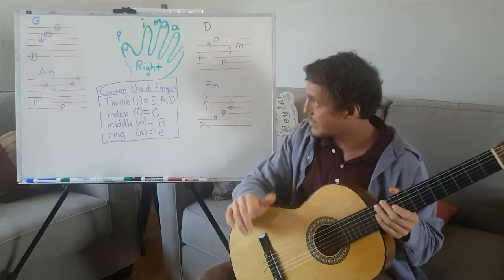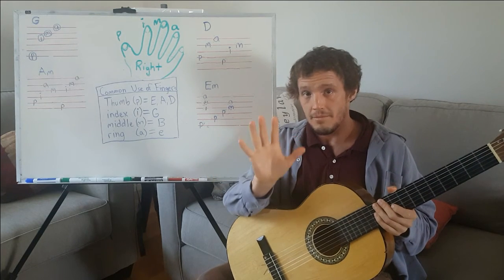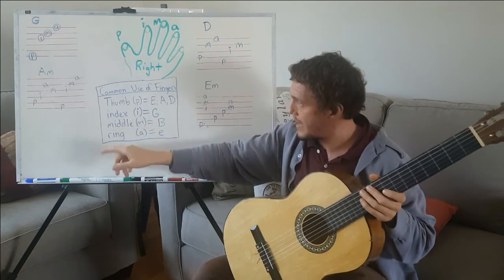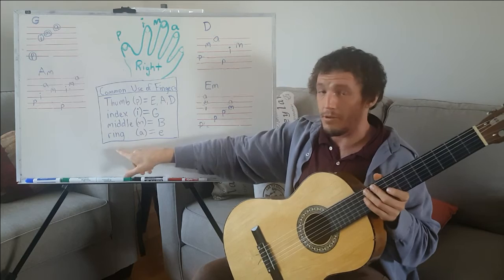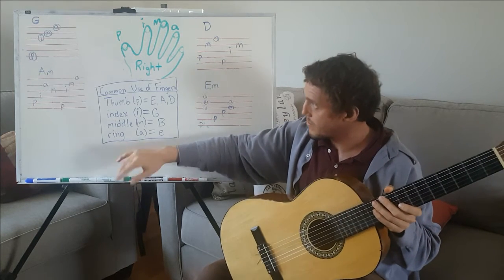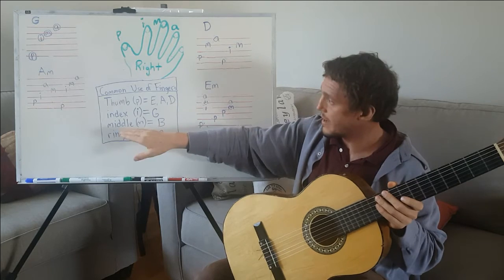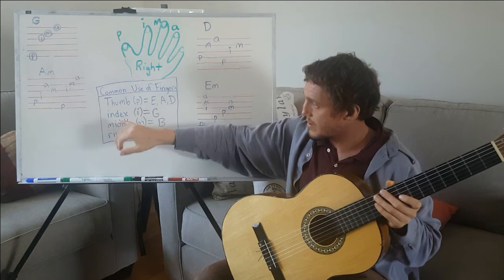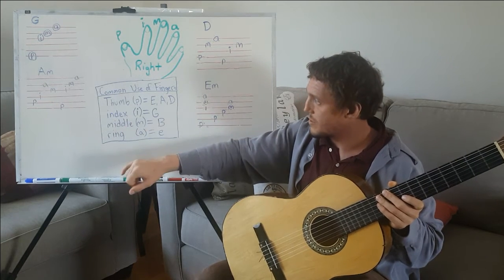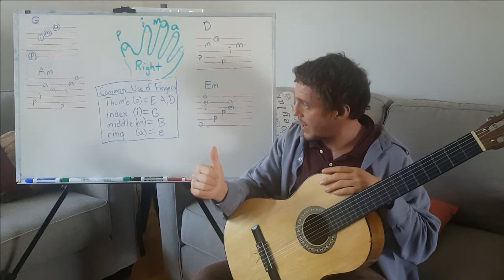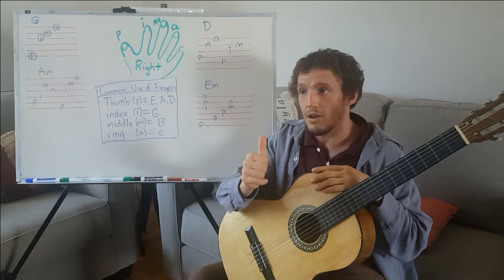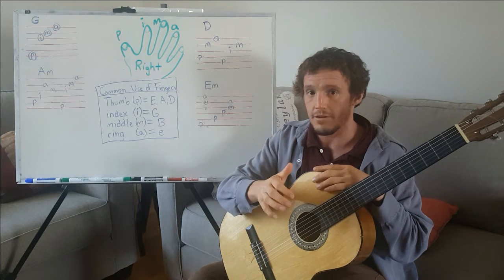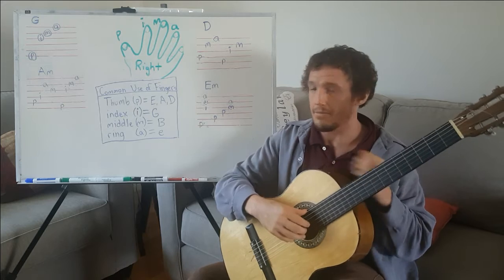P-I-M-A. Those are Latin names if you're wondering. Pulgar, indice, medular, and annular. And down below that, I've described a good way to set up your right hand before you begin playing for most things. You'll set it up a little bit differently for different things, but I call it the common use of fingers, which just describes what is common for you to play with each finger. So which fingers belong to which strings in the right hand.